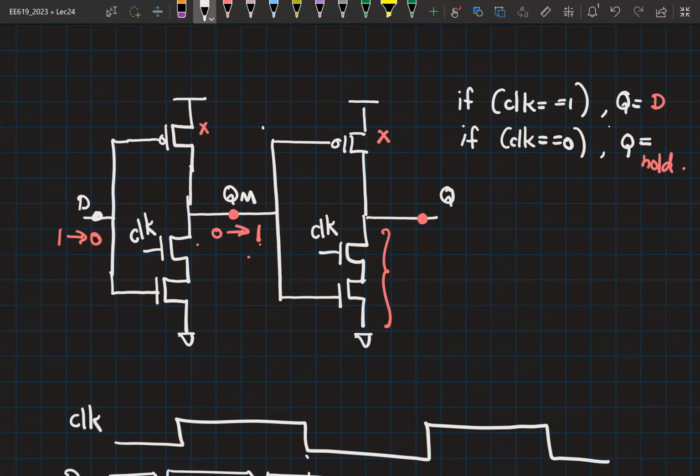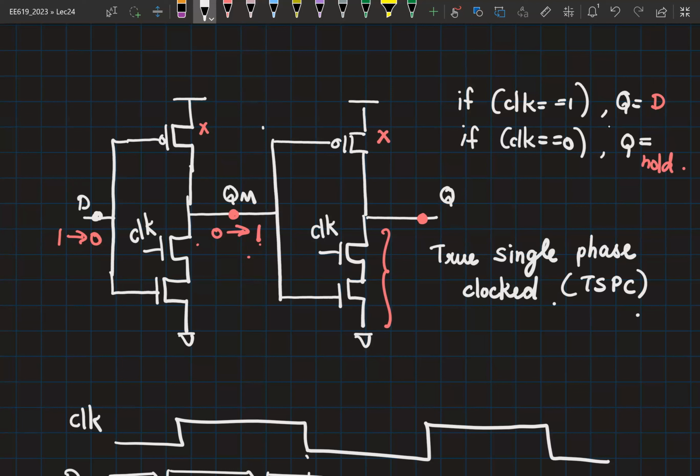So this kind of implementation, which uses only one clock phase, that is, it is using the single phase of the clock, is called true single phase clocked circuits. In short, this is called TSPC. So what we have implemented here is a TSPC latch. Okay. So now you know how to do a TSPC negative latch and TSPC positive latch.